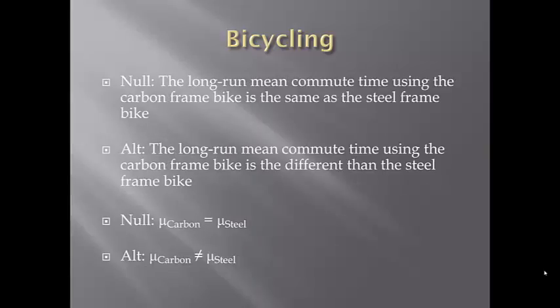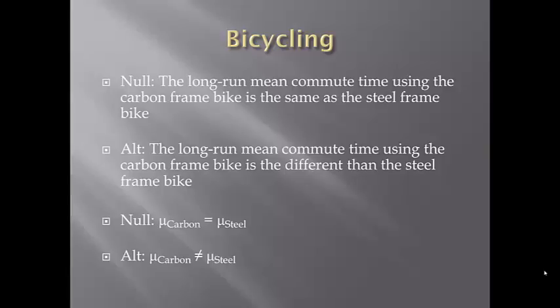Putting that in this context, the null hypothesis says that the long-run average commute time using the carbon frame bike is the same as the steel frame bike. The alternative hypothesis says that those two means are different, that the average commute time using the carbon frame bike is different than the steel frame bike.